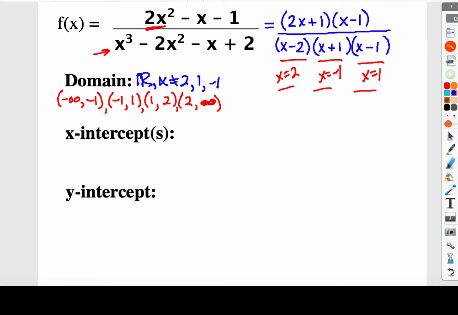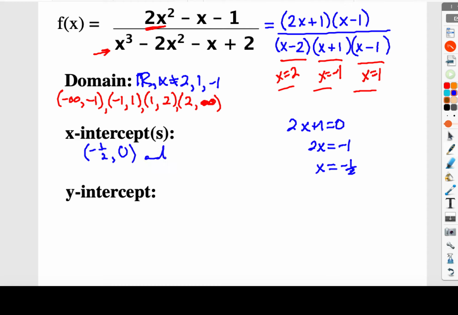Okay. The x-intercepts will be whatever makes the top 0. So maybe we'll do a little work here. 2x plus 1 equals 0. 2x equals negative 1. Therefore, x equals negative 1/2. Which would mean, again, there's going to be an x-intercept at negative 1/2, 0.